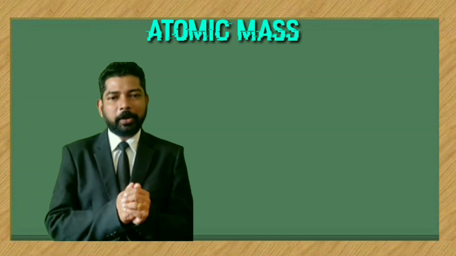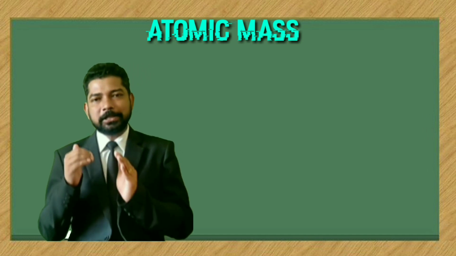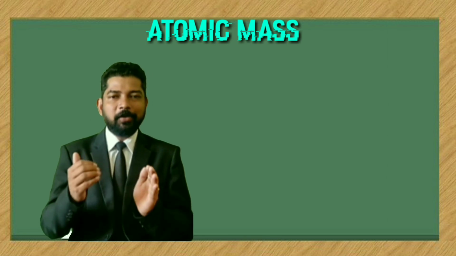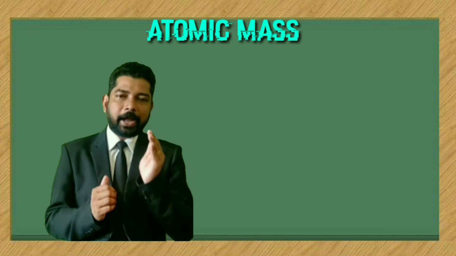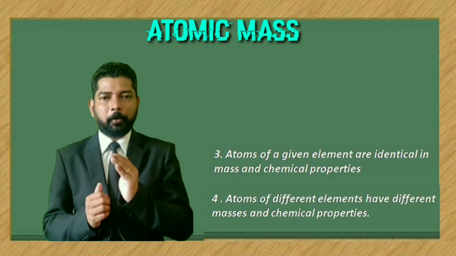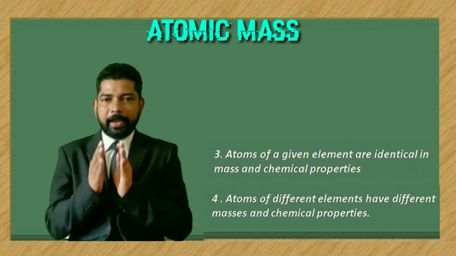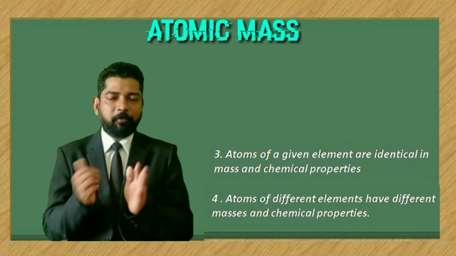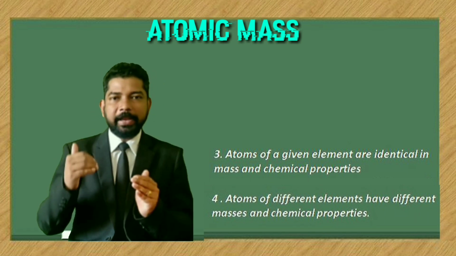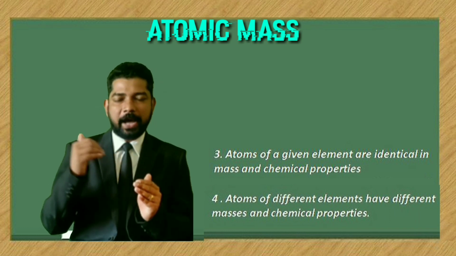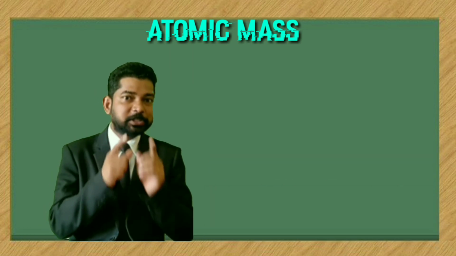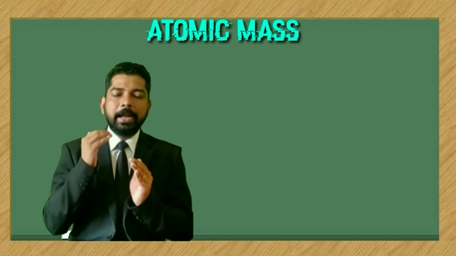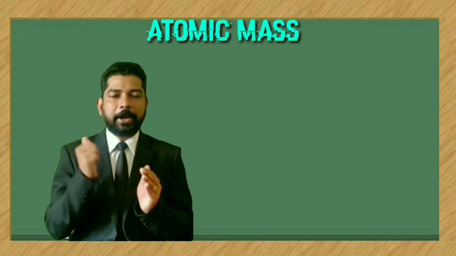Now, let's study about atomic mass. The most remarkable concept of Dalton's atomic theory was atomic mass. We have learned Dalton's atomic theory. In that theory, the third point says that atoms of the same element have the same mass and chemical properties. And the fourth point says that atoms of different elements have different mass and properties. So it says about mass. Which mass? It says about the atomic mass. It was the most remarkable concept of Dalton's atomic theory.